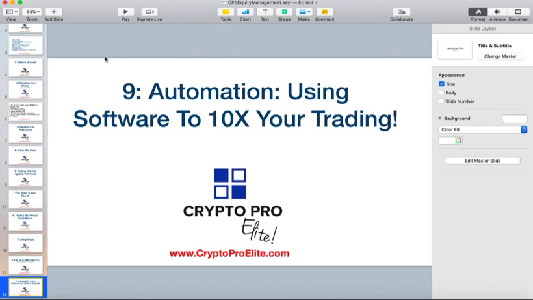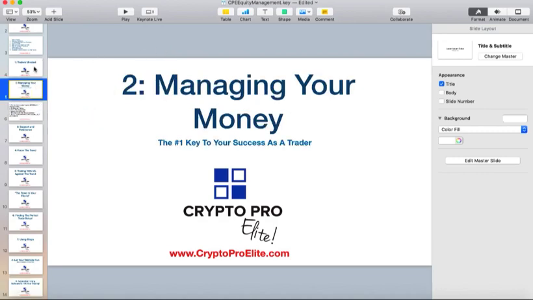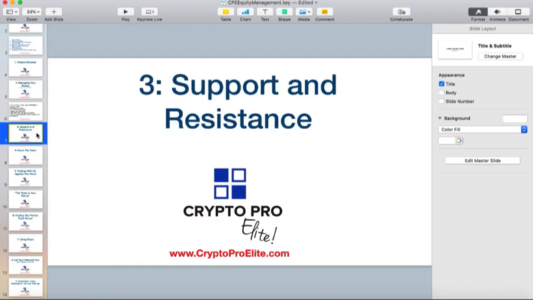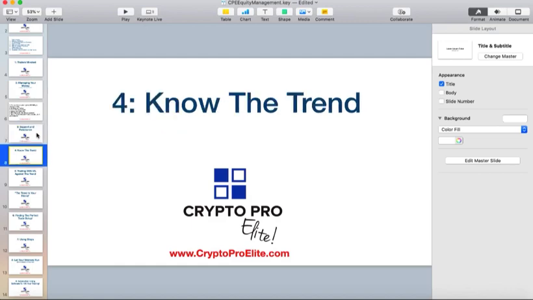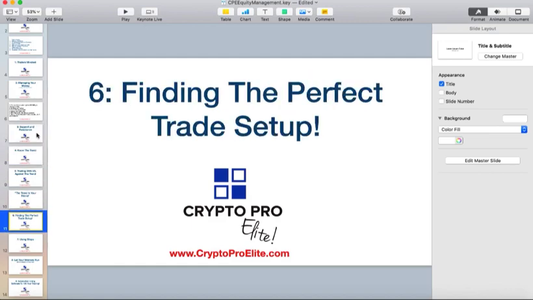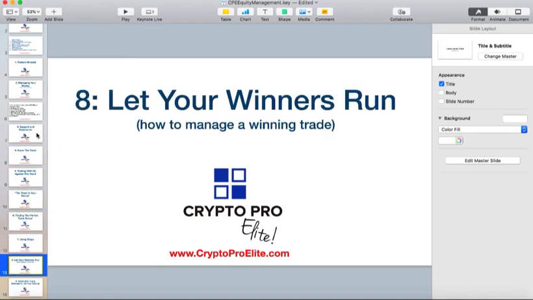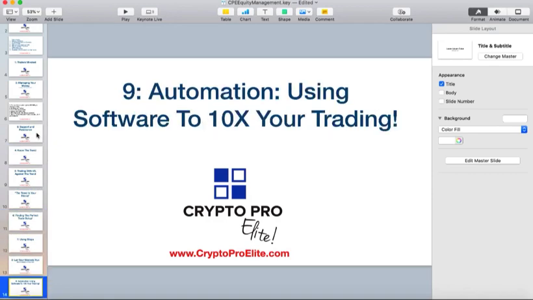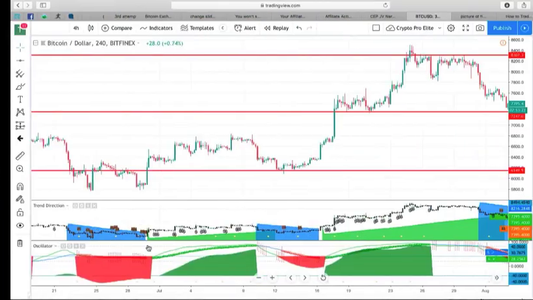So we talked about understanding support and resistance and mindset, and some things that we cannot do for you are having your trader's mindset and managing your money. But what we can automate in software is your support and resistance, knowing your trend, and all of these other pieces can all be put together and run with a piece of software. So let's go back to the charts here.